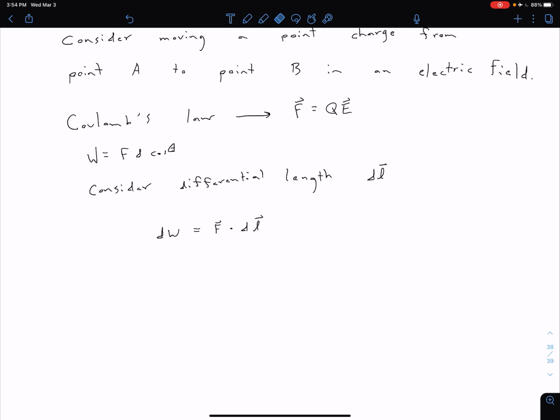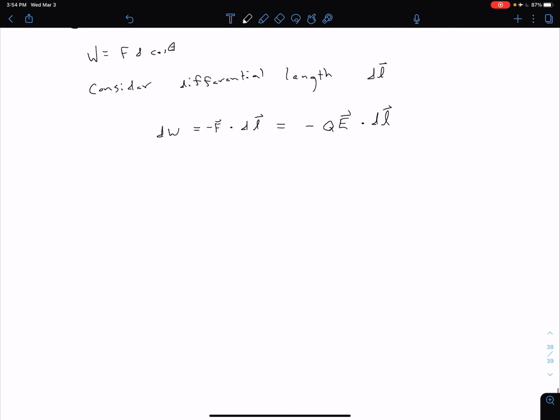As we have written above, sorry, I've left out a negative sign here. This is negative just because we're going to come back and talk later about when the work is being put into the system and when the system is producing work. So we can use our Coulomb's law equation of F equals Q times E and rewrite this as negative Q times E dot dl. If we want the total work done in moving between 2 points, all we have to do is integrate that differential work.